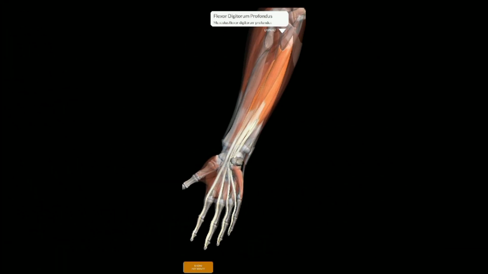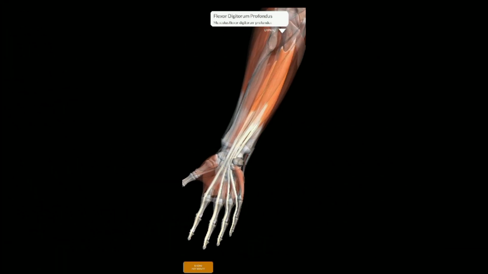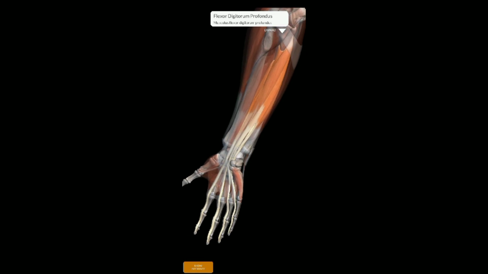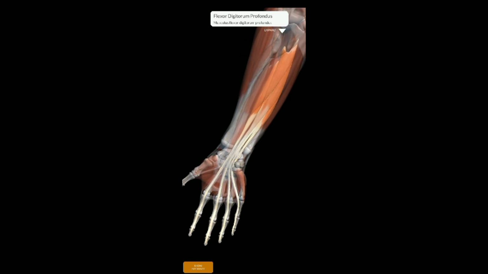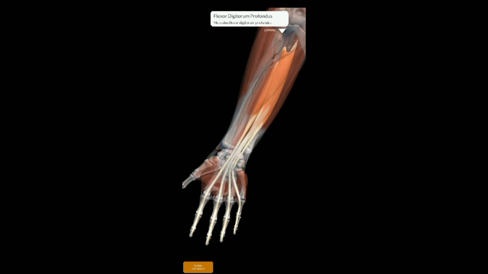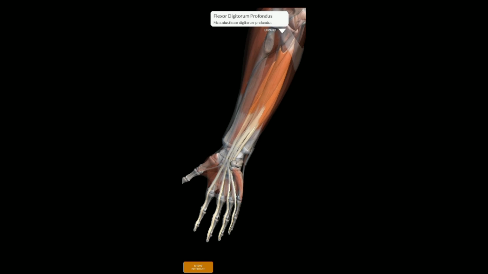Flexor digitorum profundus. The origin of this muscle is on the anterior surface of the ulna and the anterior surface of the interosseous membrane. The insertion is on the distal phalanges of the middle and forefingers.